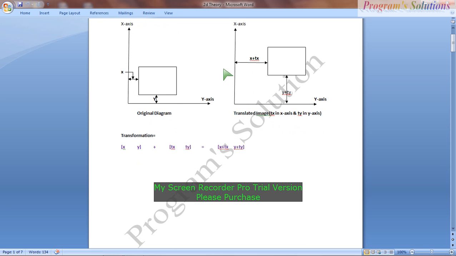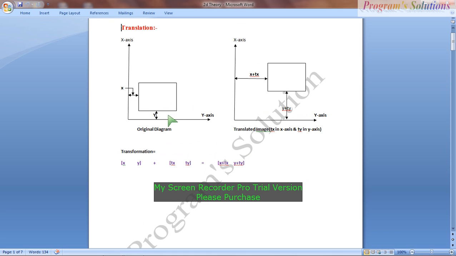The formula for that is this. In this, x and y represent every coordinate of the rectangle. Tx and ty are the distance by which we have to move that object, and this is the resultant image. In this diagram, this is the original image, and this is the translated image by tx and ty amount in x and y direction.